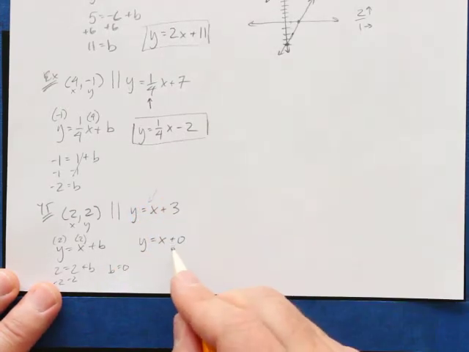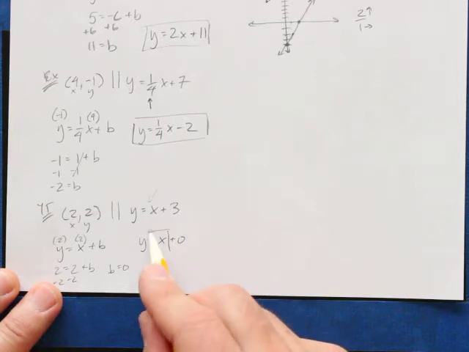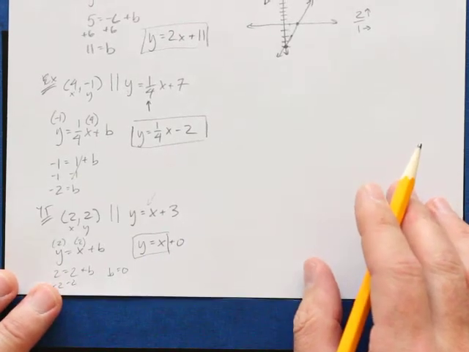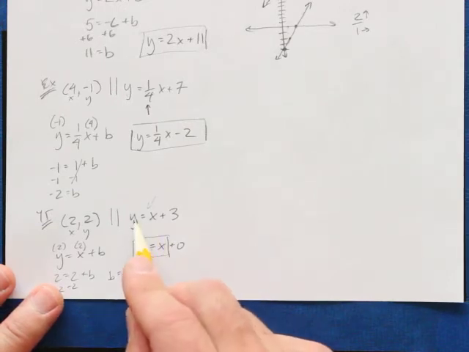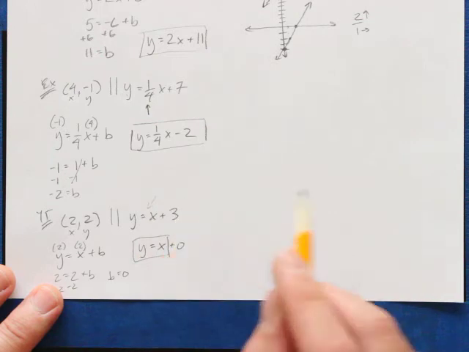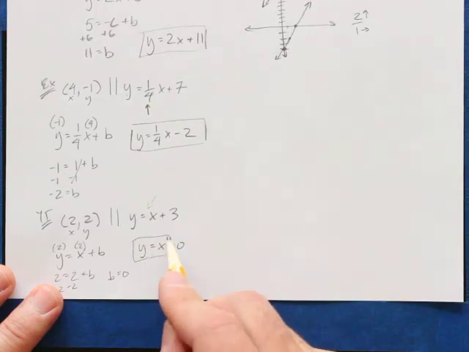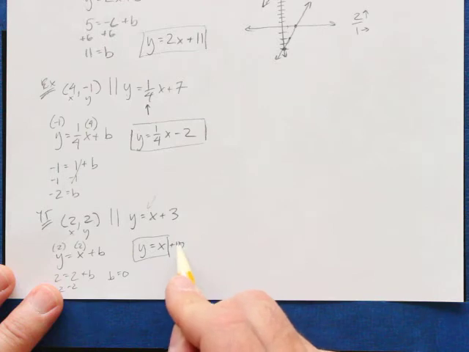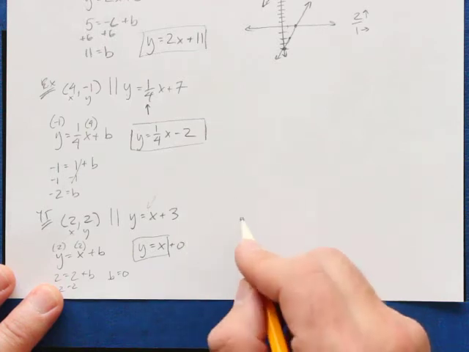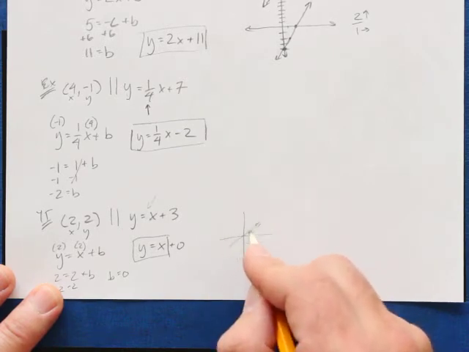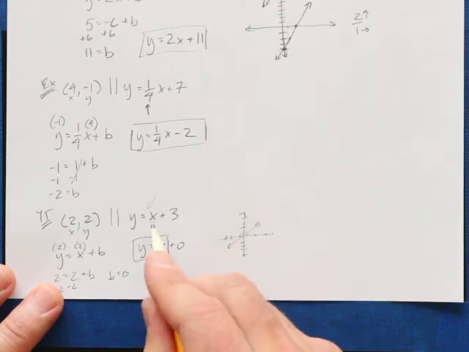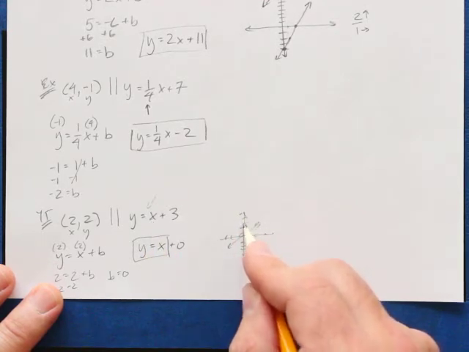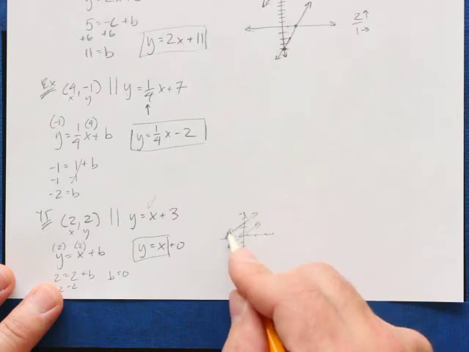Do I need to write plus 0? No, I don't need to write plus 0. So here's my answer, y equals x. So this line, y equals x, is parallel to this line, y equals x plus 3. This one goes through the origin, where my y-intercept is 0. And this one does the same thing, except we're not going through the origin. It has the same slope.